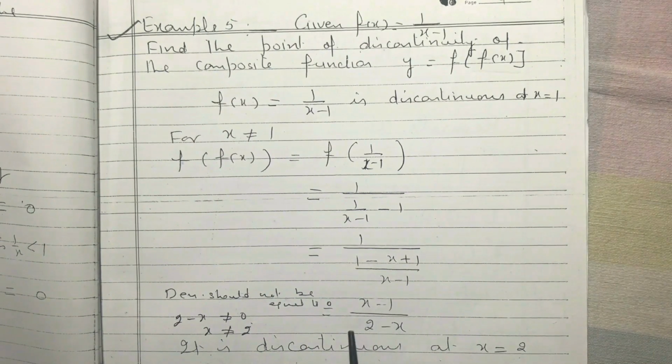Now again this denominator should not be equal to 0. It means 2 minus x should not be equal to 0. It means 2 is not equal to x. It means x should not be equal to 2. So it is discontinuous at x is equal to 2. So hence this composite function is discontinuous at x is equal to 1 and x is equal to 2.